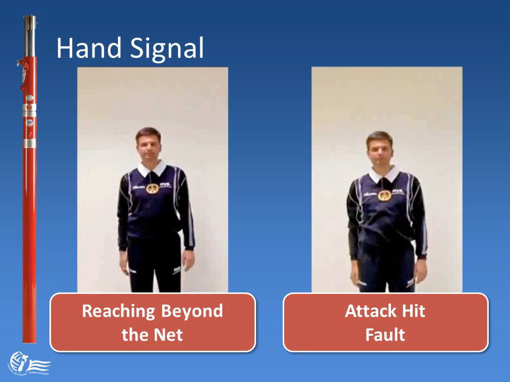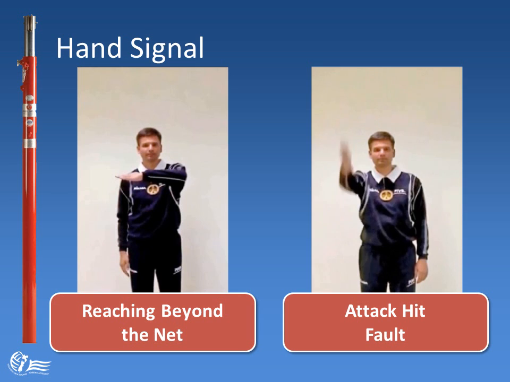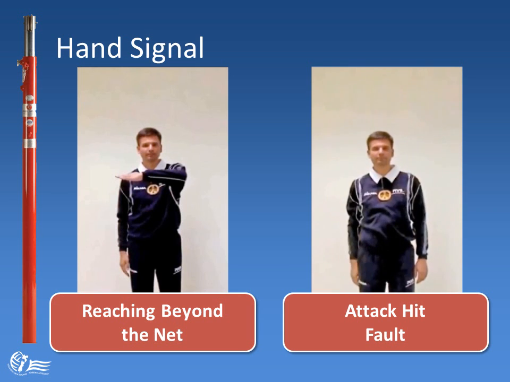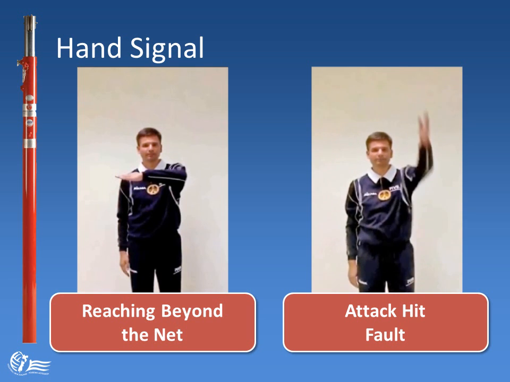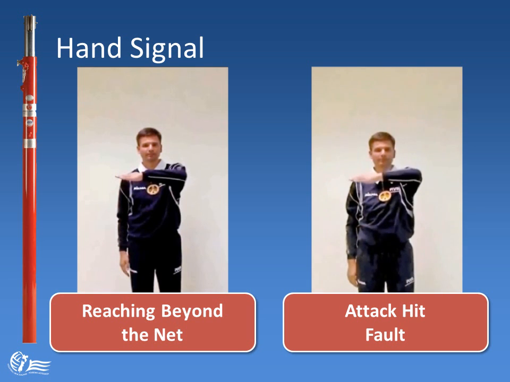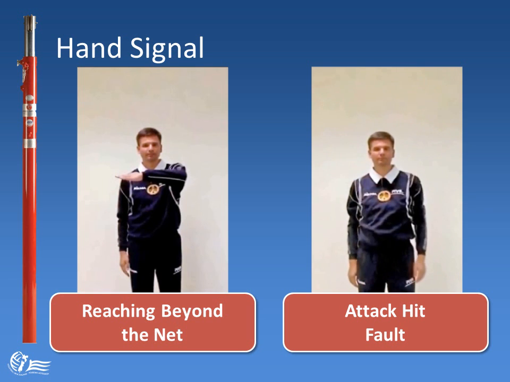We should quickly cover the hand signal because it's often confused with the attack hit fault. The reaching fault on the left is the arm horizontal above the net. You use the arm on the side of the court of the team which committed the fault. The attack fault on the right is similar. It ends with the arm horizontal above the net, but starts vertically. Again, you use the arm on the side of the court of the team which committed the fault.